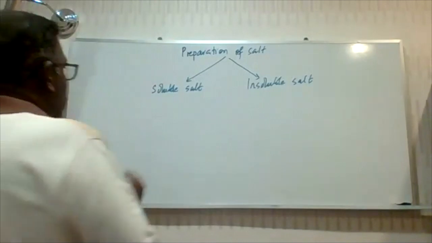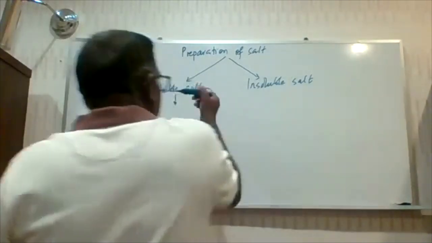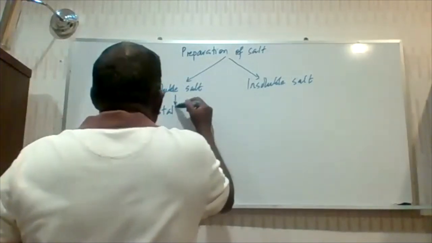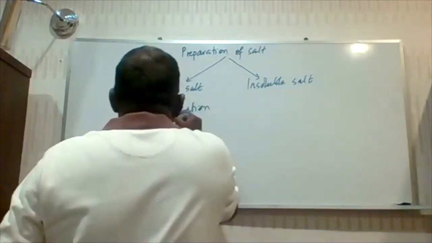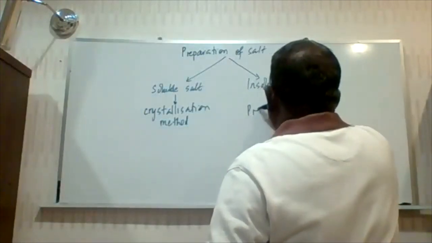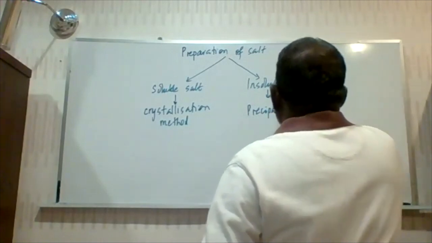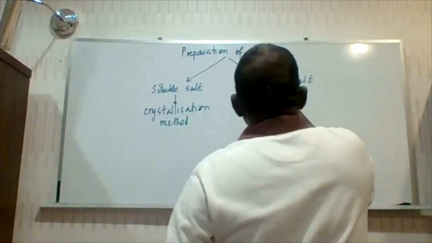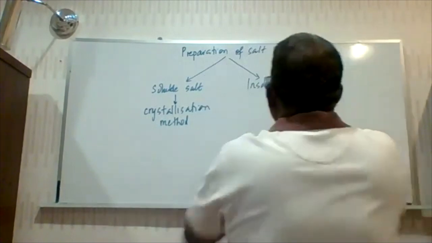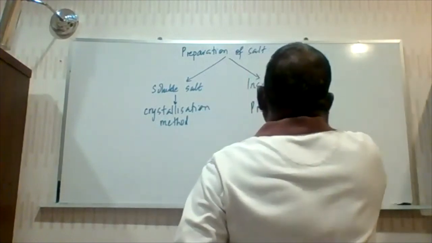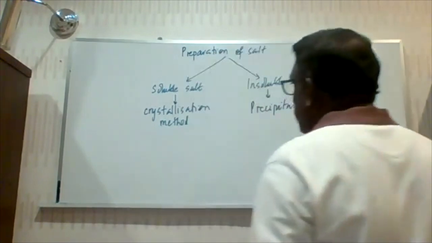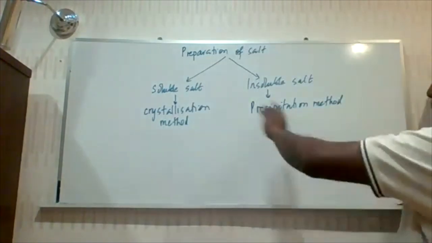Now, preparation of a soluble salt is by the crystallization method. It's known as the crystallization method. Whereas the method of preparing the insoluble salt is known as the precipitation method. So we have the precipitation method and you have the crystallization method. There are two methods of preparing.